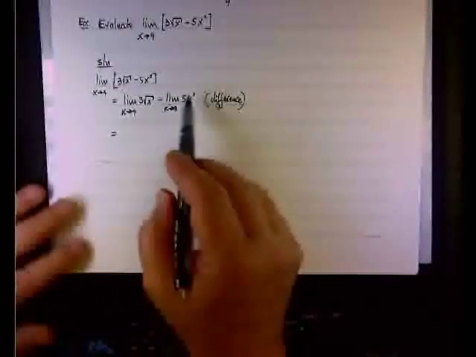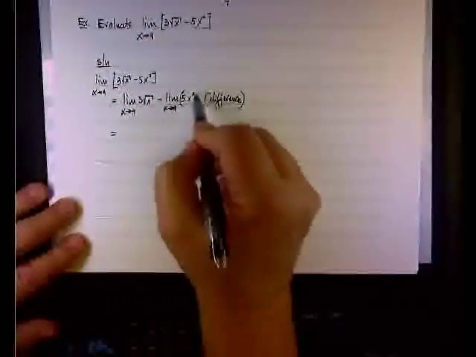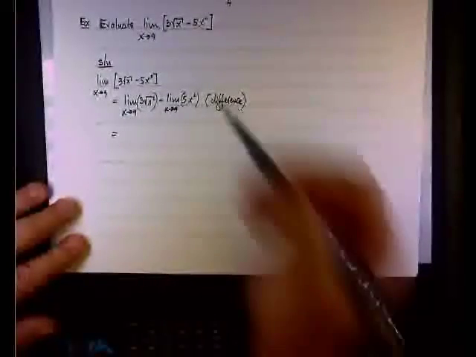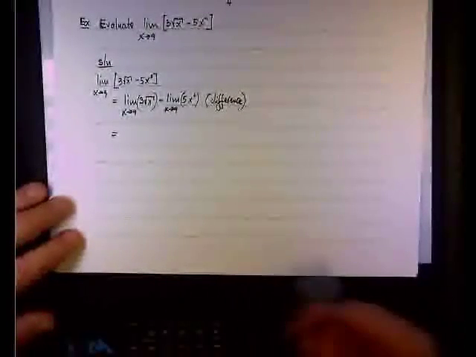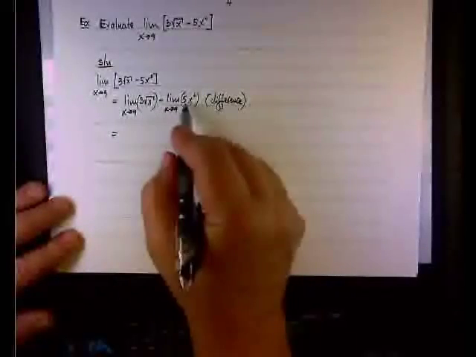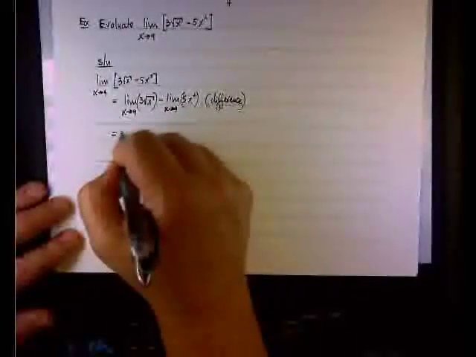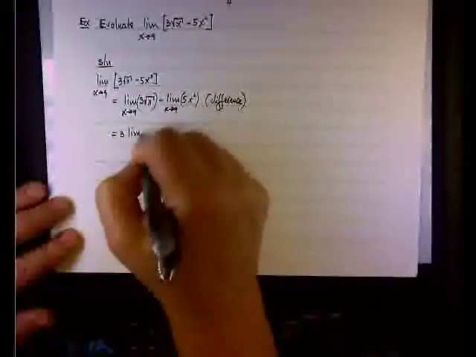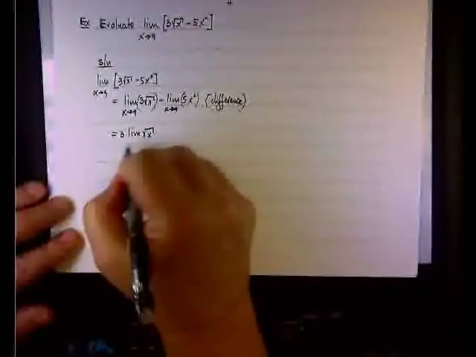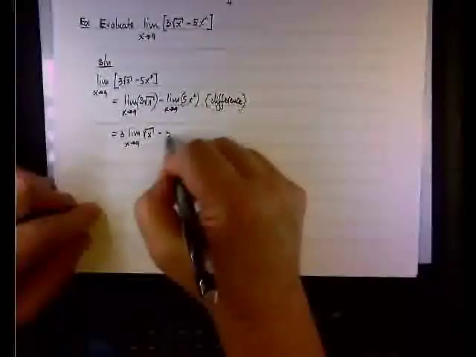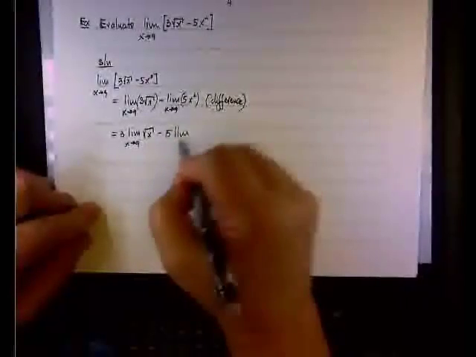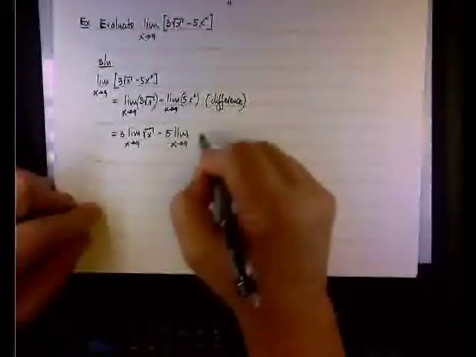Go ahead. Make a suggestion. Power. Before we do the power, you want to do something else? Constant multiplier, right. Take the 3 out, take the 5 out. So we have 3 times the limit of the square root of x. And don't go lazy on me. Please write as x approaches 9, as you lose points if you don't do it. 5 times the limit as x approaches 9.